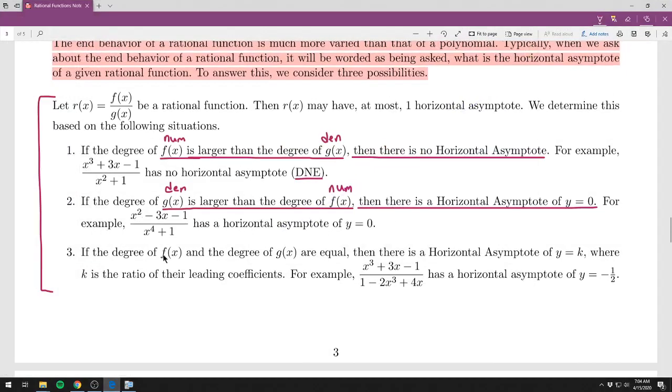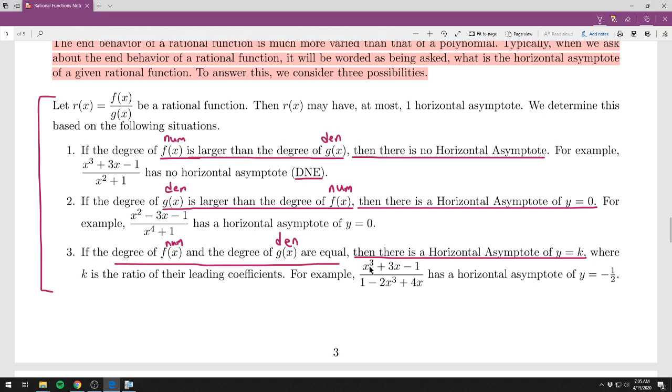All right, so the last example here is when the degrees are the same. If the degree of the numerator and degree of denominator are equal, that's the one example that doesn't get encompassed here, then there is a horizontal asymptote of y equals k, where k is the ratio of their leading coefficients. Sounds kind of weird, but I'll work it out with this example.